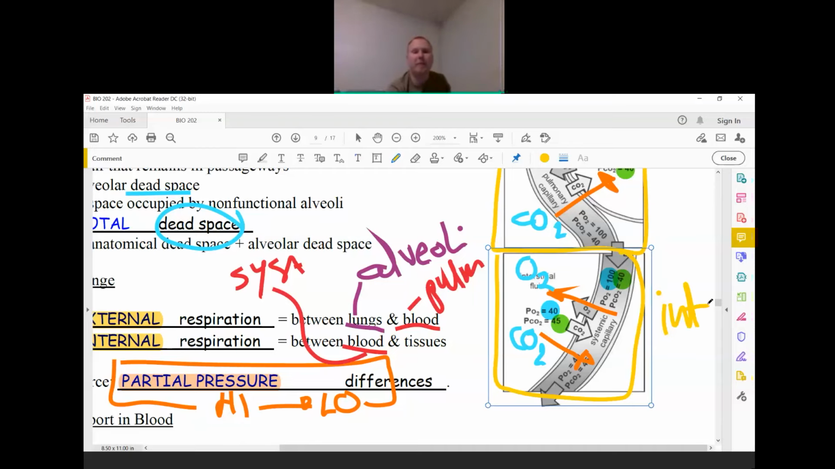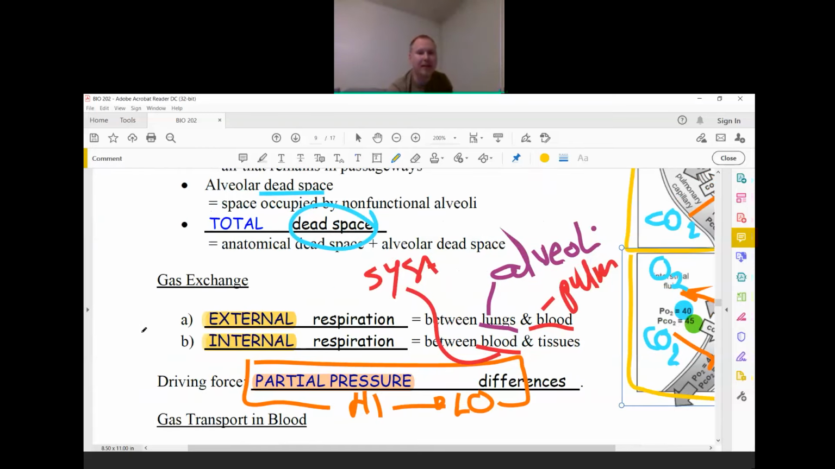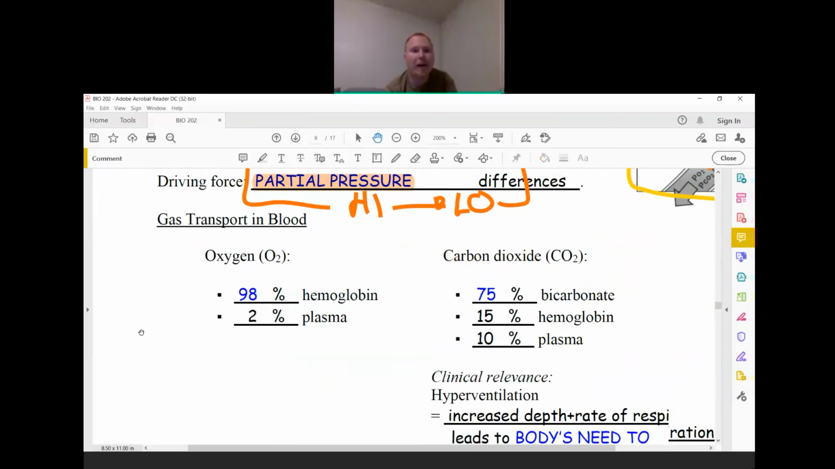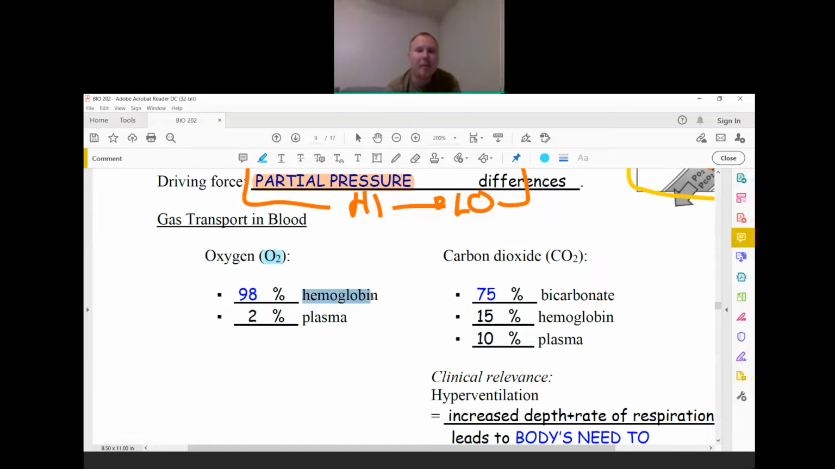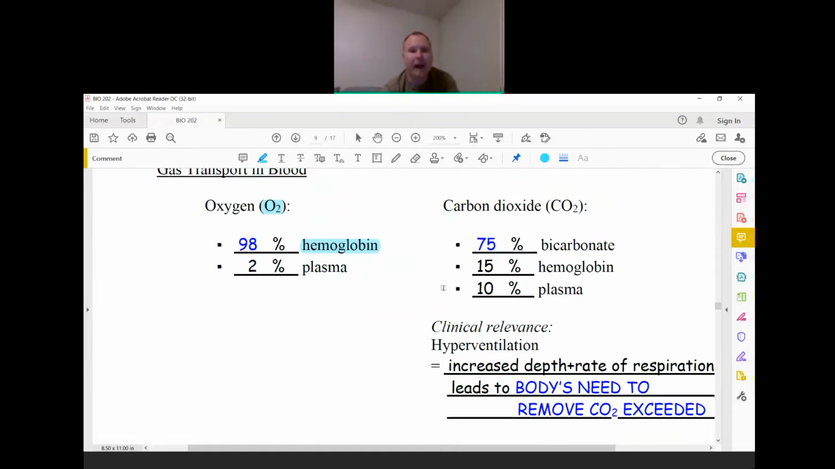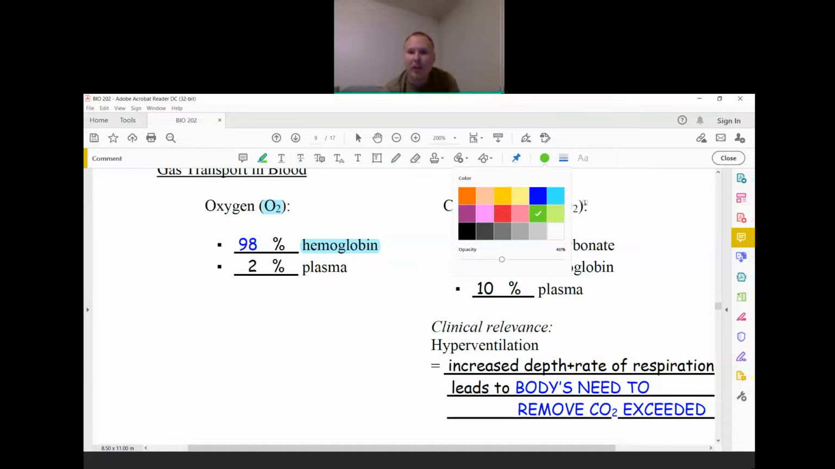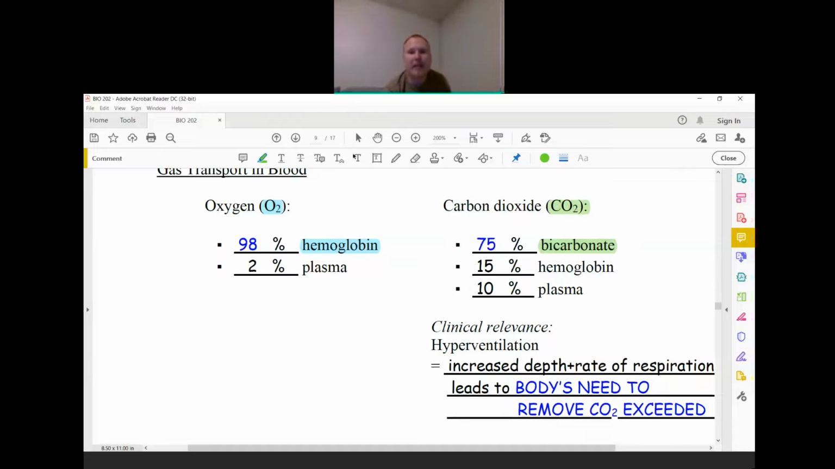Well, we've gone through that concept a few times now, which shows how important a concept it is. And I just want to make a quick note of how the gases are transported in the blood. So oxygen is mainly transported bound to hemoglobin. About 98% of that is bound to the hemoglobin. The remaining 2% is then within the plasma. For carbon dioxide, about three quarters is transported as bicarbonate, about 15% on hemoglobin, and the remaining 10% in plasma.